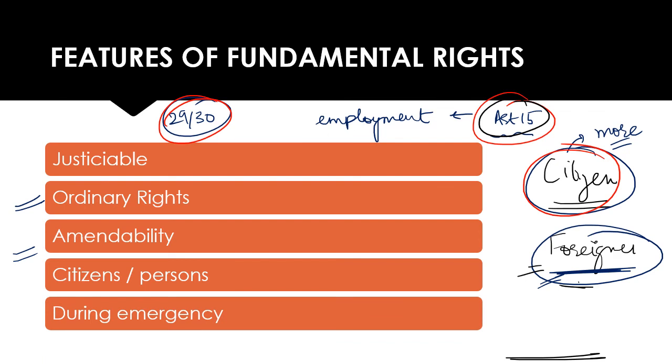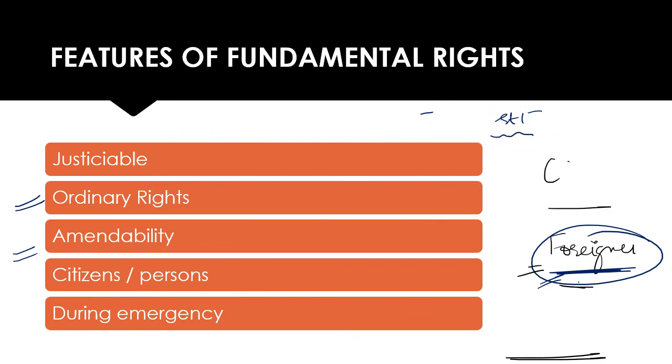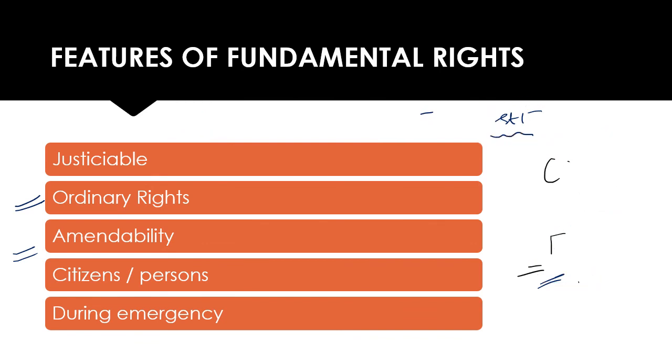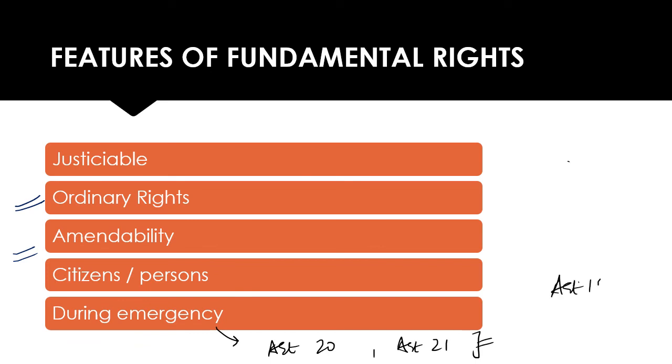Also, during an emergency, some fundamental rights can be suspended. However, there are some fundamental rights that cannot be suspended even during an emergency situation. For example, you have Article 20 and you have Article 21. You can go ahead and read them. These provisions cannot be suspended even during an emergency. However, some provisions like Article 15, like we just saw, can be suspended during an emergency.